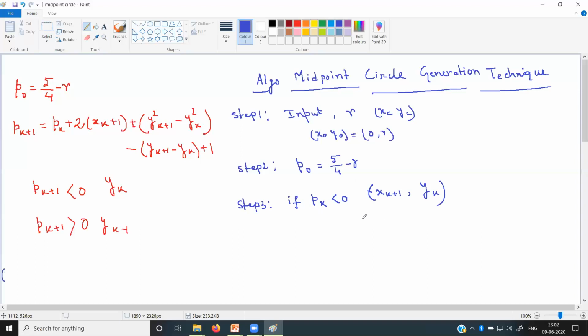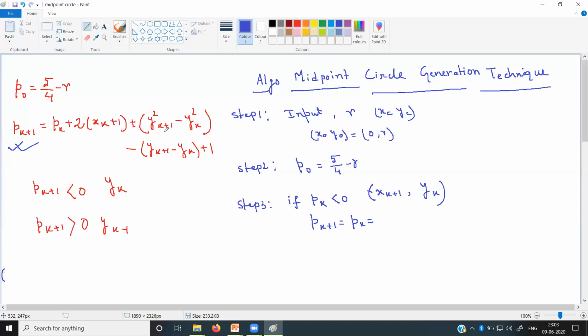Along with that, we have to compute p of k plus 1 in the same iteration. How can we compute p of k plus 1? To compute p of k plus 1, we have to follow this equation. So p of k plus 1 is equal to pk. Now, what will be the y coordinate for this particular iteration? For this particular iteration, the y coordinate will be yk. Clear? The y coordinate is yk.